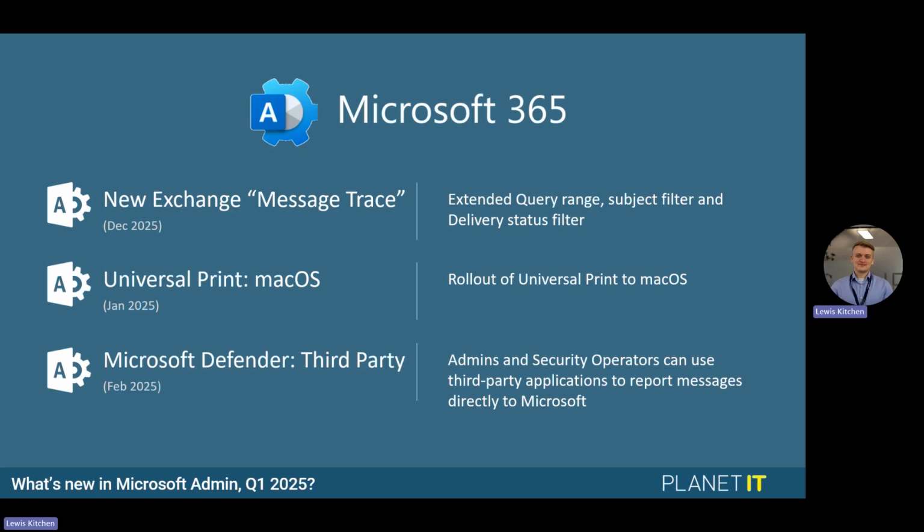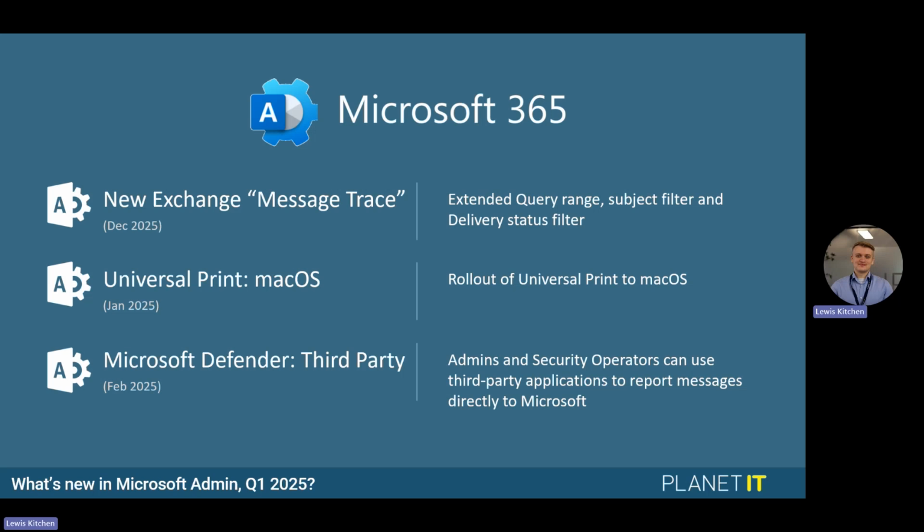And then finally, Microsoft Defender, the third-party applications. Basically, what this means, and I think this is going to be a useful feature in the future, but I don't know how far Microsoft's going to go with it. It looks like they are testing the waters. What this will allow is, at the moment, admins and security operators can use third-party applications to report Outlook messages directly to Microsoft Defender.